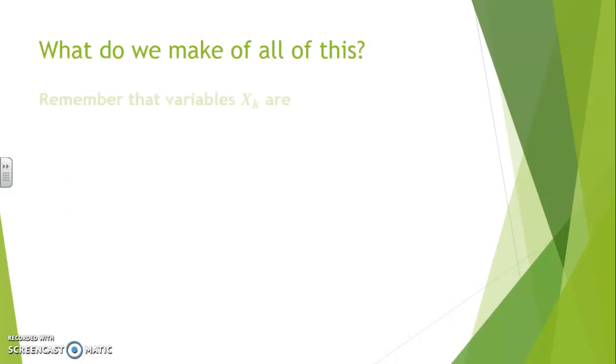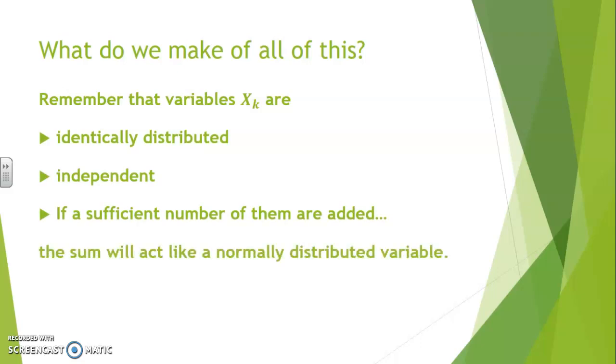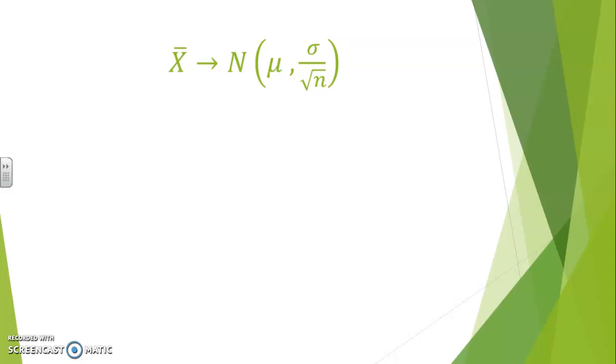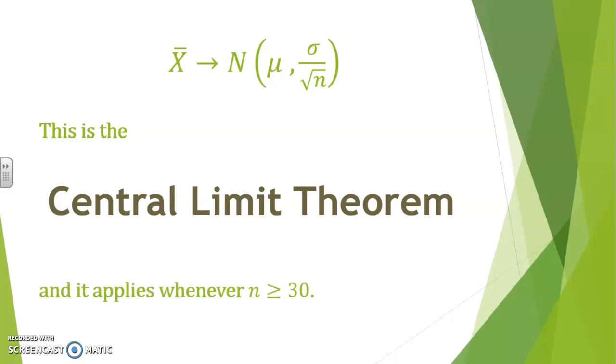So what do we make of all of this? Remember that when variables are identically distributed, independent, and that we have a sufficient number of variables added to one another, then the sum will act like a normally distributed variable. Well, we can apply this to the sample average as it is the result of a sum of identical variables. And therefore, x bar will obey a normal law. As we saw earlier, the expected value of x bar is mu, and the standard deviation of x bar is sigma over root of n, which justifies the parameters we're using for this normal law. This is what we call the central limit theorem, and it does apply as long as n is 30 or more.